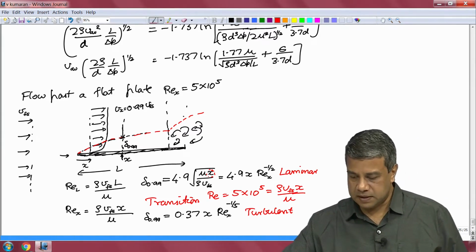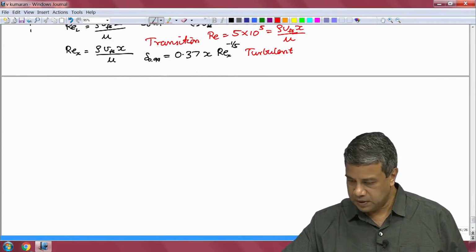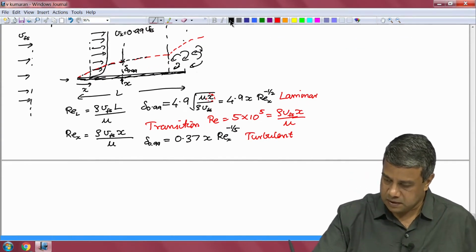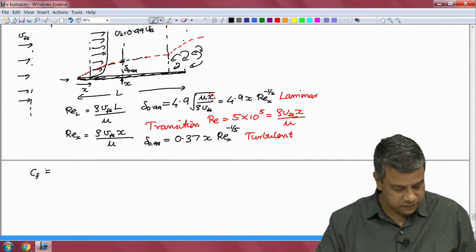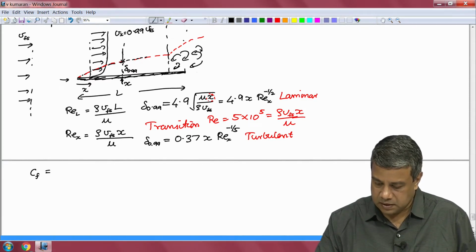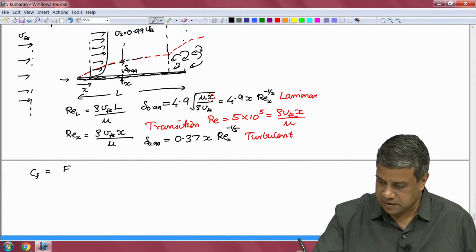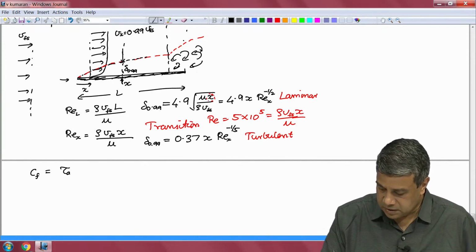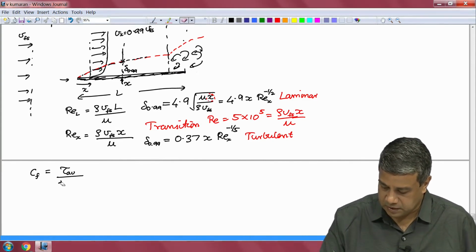Now, if you recall, I had said that for a flow past a flat plate, for momentum transport, the correlations are defined for what is called the skin friction coefficient, which is basically the total drag force exerted by the plate, the average shear stress divided by half rho V squared, the kinetic energy per unit volume.